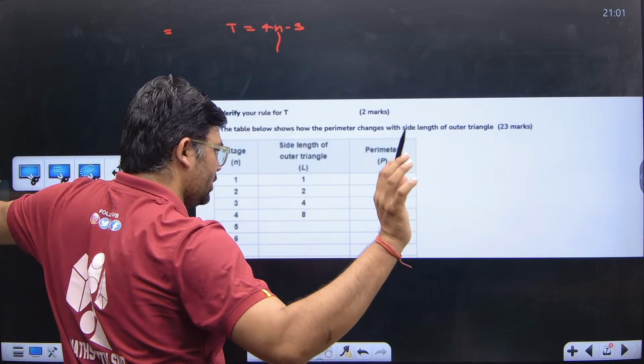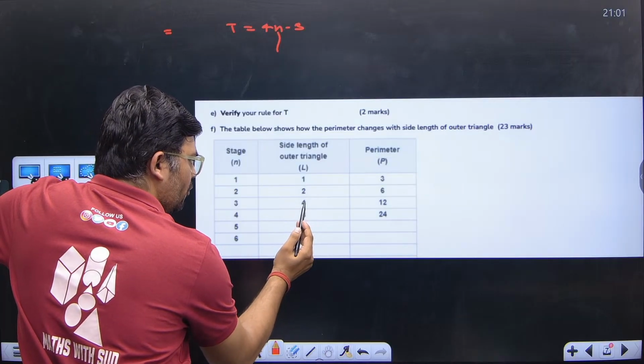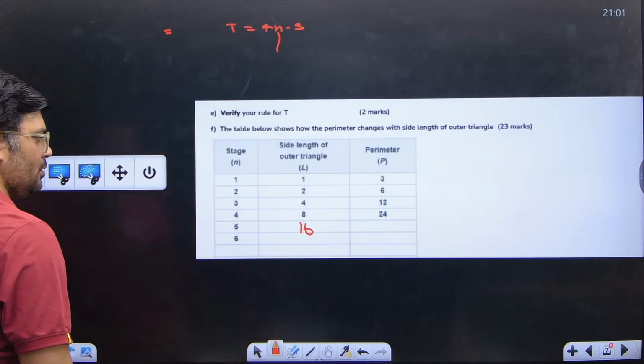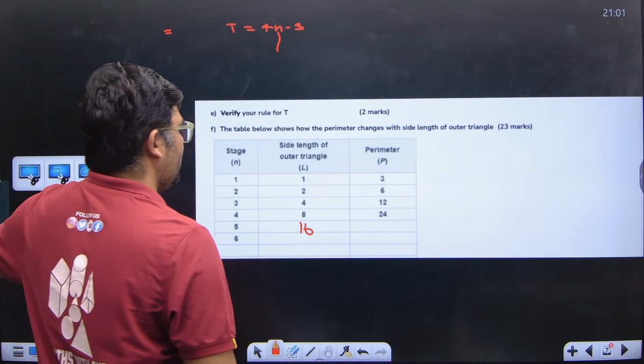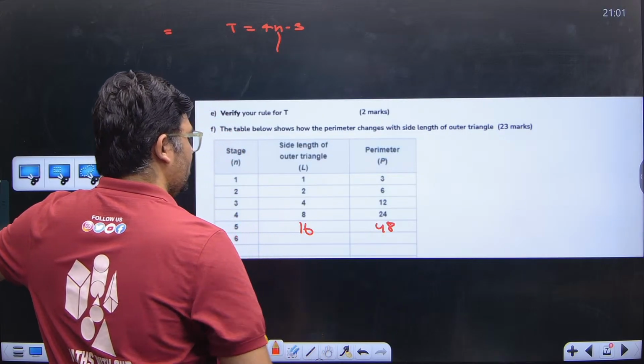Sorry, there is a mistake, beta. So 1 into 2 is 2, 2 into 2 is 4, 4 into 2 is 8, 8 into 2 is 16. So the perimeter will be 16 into 3, which is 48. Are you getting it?